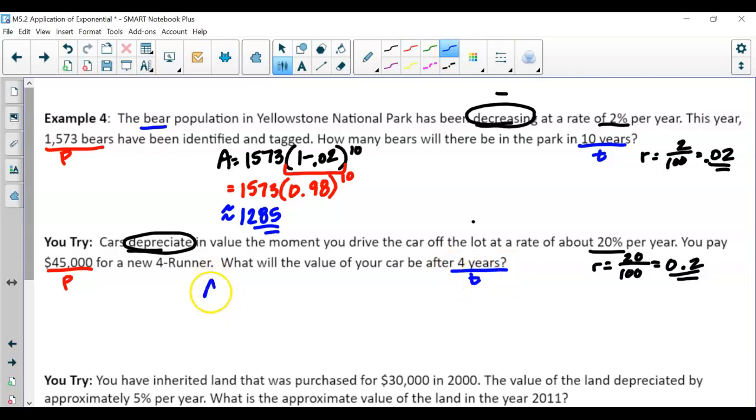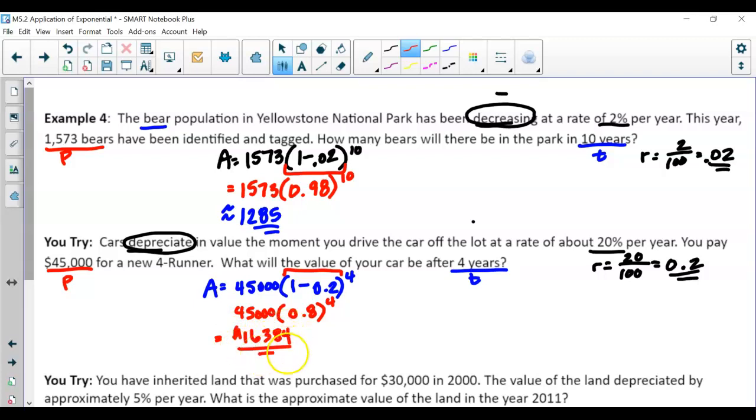What is the value of the car after 4 years? There's your T. So here we go. A is equal to the initial 45,000 times 1 minus, right? Because depreciating, losing value, 0.2, raise that to the 4th power. So now when you get here, you should have gotten 45,000 times 0.8. So again, notice that base is less than 1, showing your decay to the 4th power. So the approximate value of the car is, so money, $16,384.